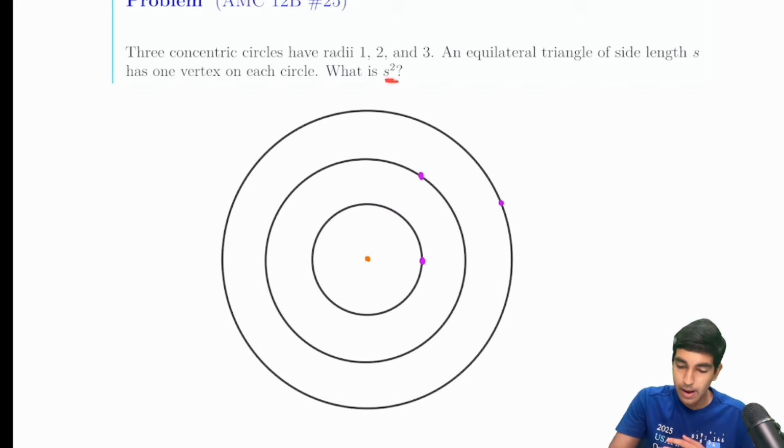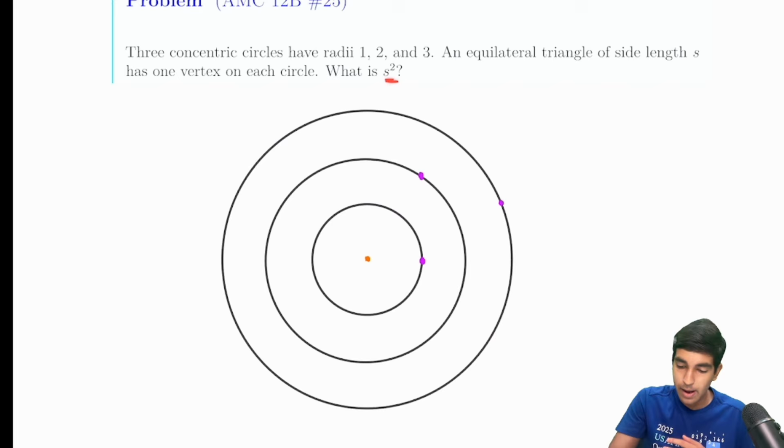Number 25 on the AMC 12B. Now this problem actually seems really tricky, but has a really nice and clever solution. Okay, so we've got three concentric circles, meaning they all have the same center, with radii of 1, 2, and 3. As you can see, I've drawn the circles over here. We have an equilateral triangle of side length S with one vertex on each circle.